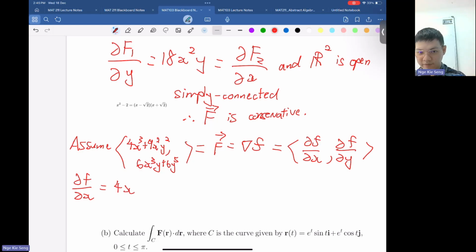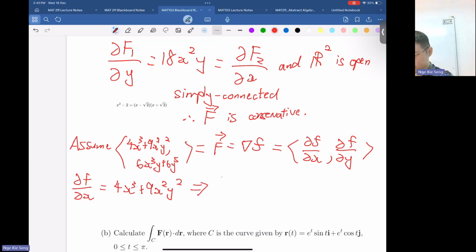So let's start with the first one here. This says that the first derivative is equal to this function. So how do you get f? How do you get f? You can integrate with respect to x.